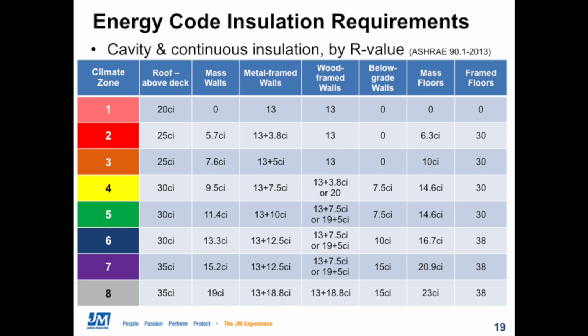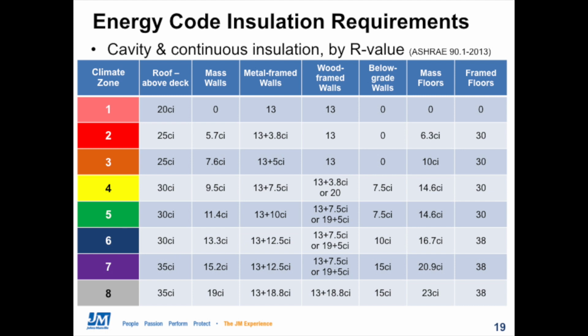If we move on into the energy code a little bit more, we'll see on this slide an example of insulation requirements for the building envelope from the ASHRAE 90.1 standard. The table shows insulation requirements in terms of R value for many different building elements by climate zone.